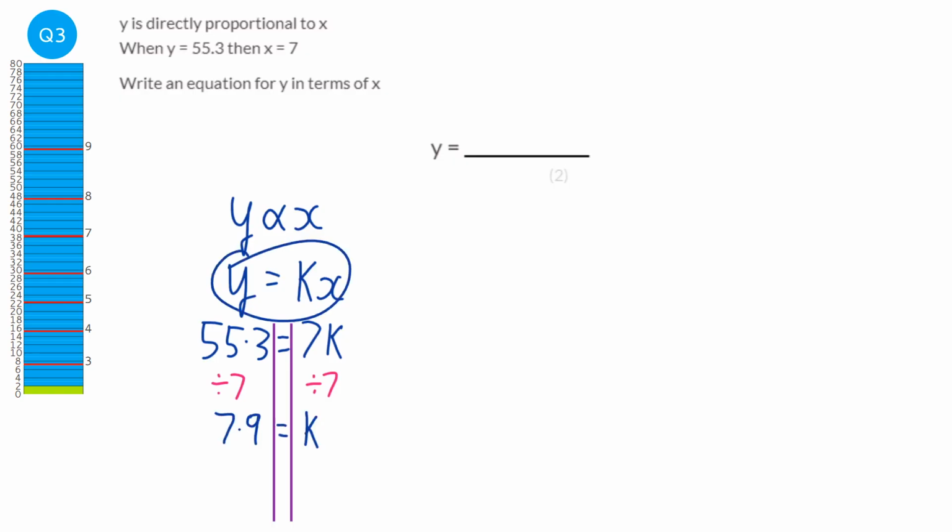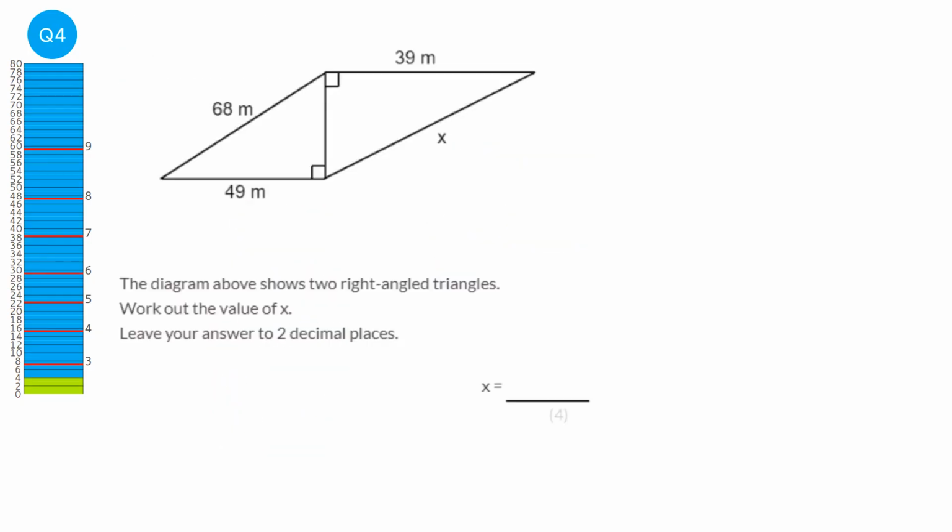So we're going to rewrite this formula here. y equals 7.9x. And that is actually our answer. We can't work out what x is straight away, but we can find this value here.